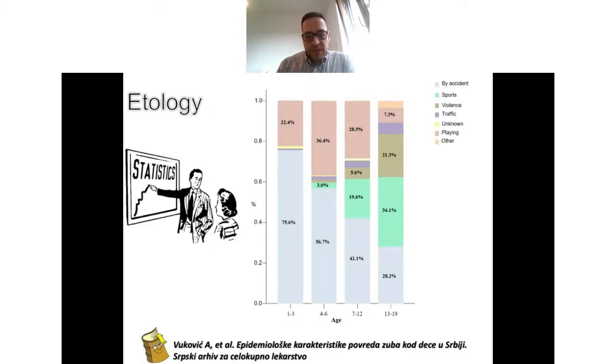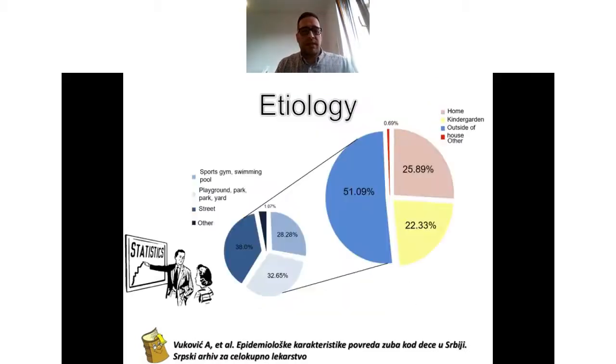From the age of 7 until 12, you can see the change, and the change is that it does happen still by accident, but sports and playing and other things come into mind. And also from 13 till 19, the whole thing changes because violence starts to kick in. You can see that more than 20% of teenagers get hurt in violence. So this is not a good thing. This is something that the statistics show, and it's similar in other countries as well.